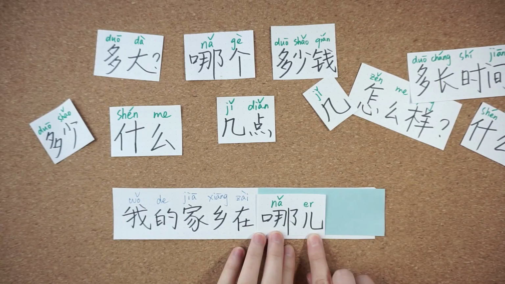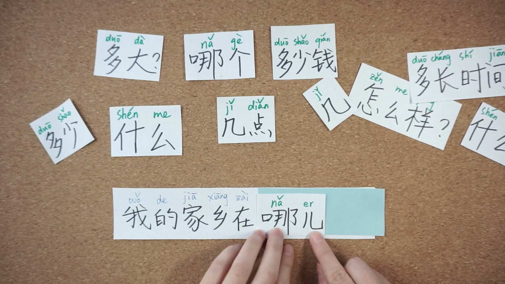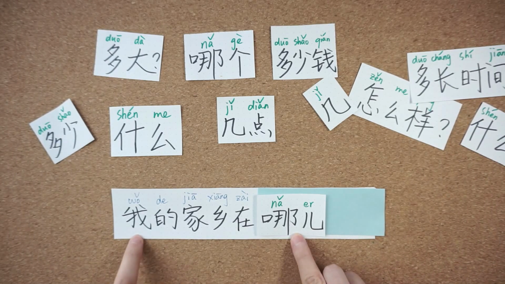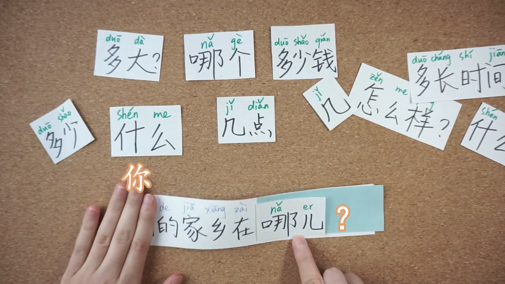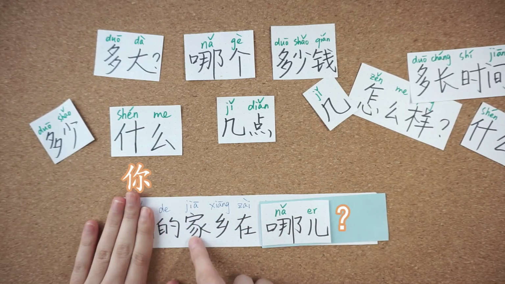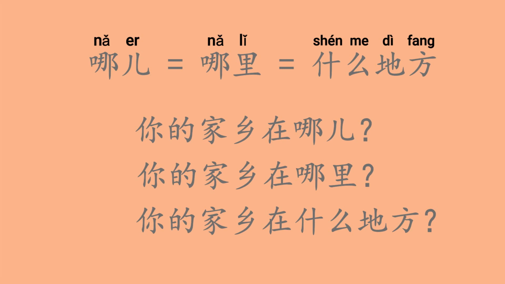And we're talking about your hometown, right? When we ask a question, we want to ask where is your hometown? So I need to change 我 to 你, right? 你的家乡在哪儿? And 哪儿 is totally equal to 哪里 and 什么地方.